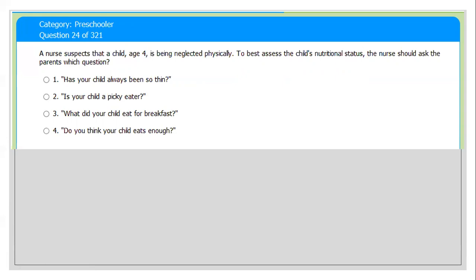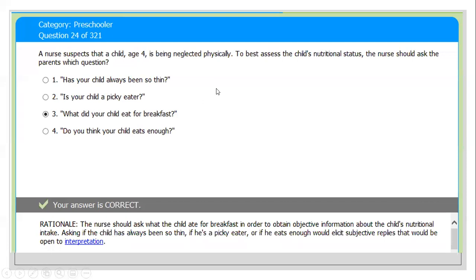So here, number 1, has your child always been so thin? Number 2, is your child a picky eater? Number 3, what did your child eat for breakfast? Number 4, do you think your child eats enough? So this question is about finding out nutritional status. The correct answer is, what did your child eat for breakfast?